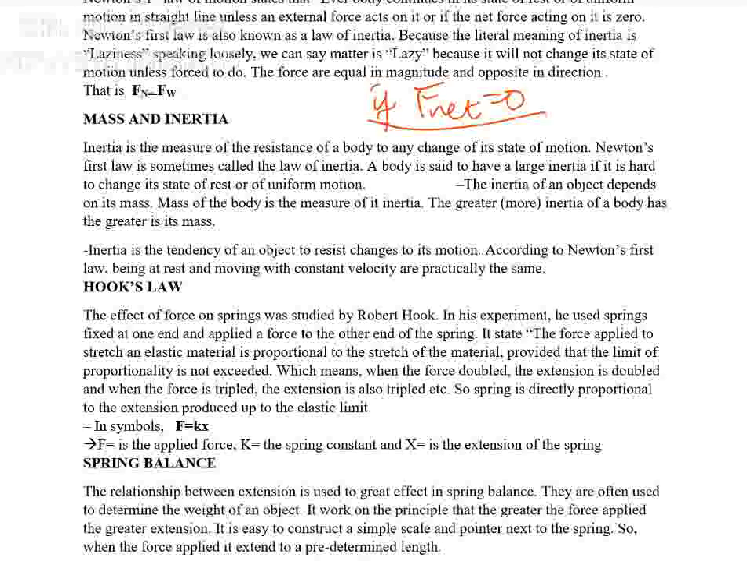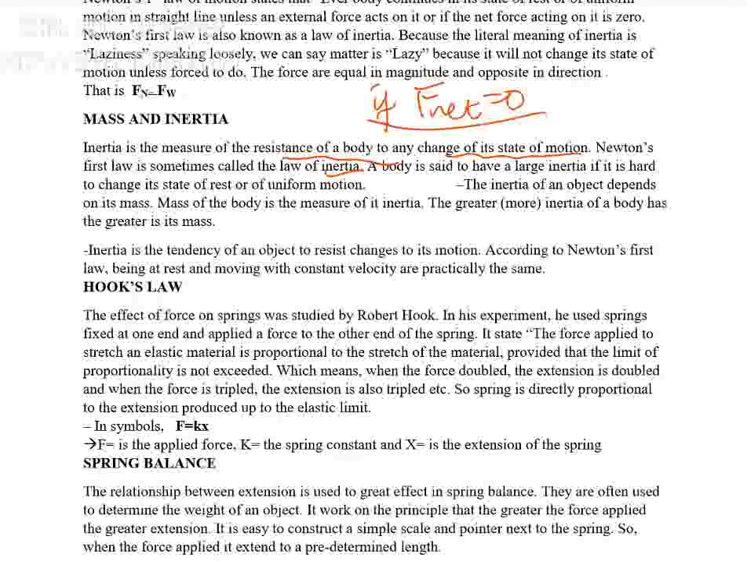The other thing is mass and inertia. Inertia is what? The measure of the resistance of a body to any change of what? Its state of motion. Newton's first law is sometimes called the law of what? Inertia. The law of inertia.